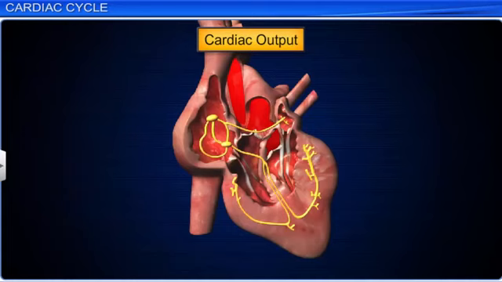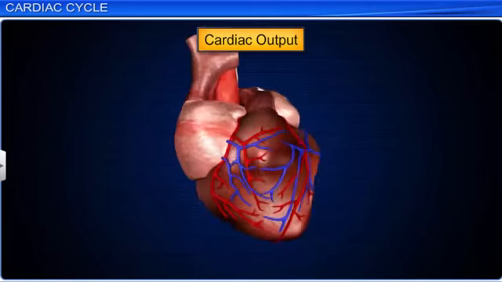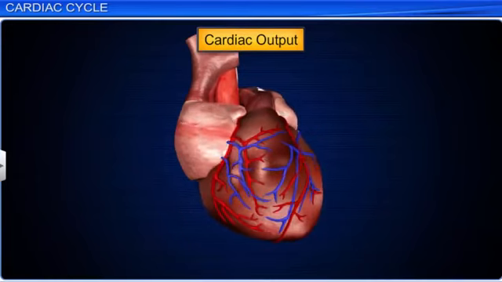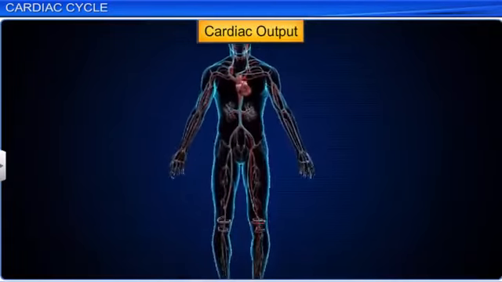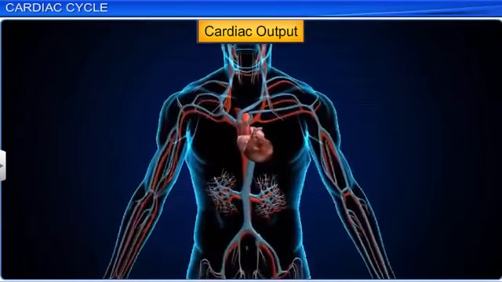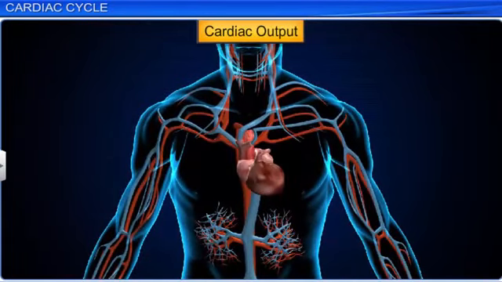Normally, each ventricle can pump around 70 milliliters of blood per beat, which is also called the stroke volume. So, cardiac output equals the product of the stroke volume and the number of beats per minute. In a healthy individual, the cardiac output is 5 liters per minute.